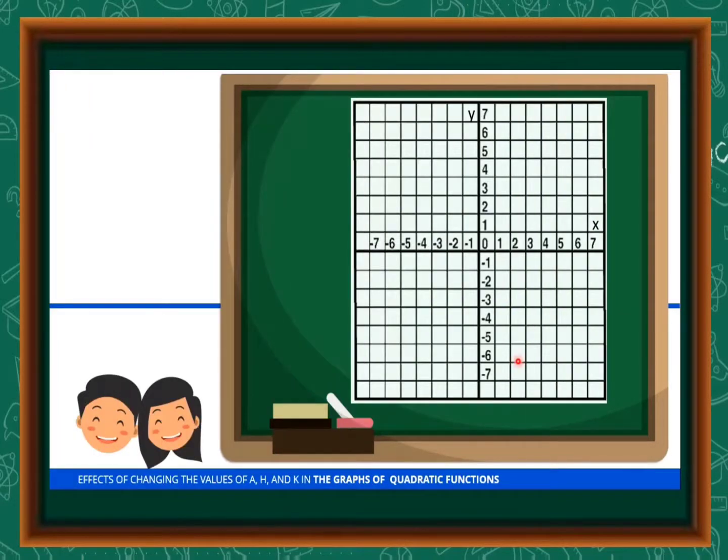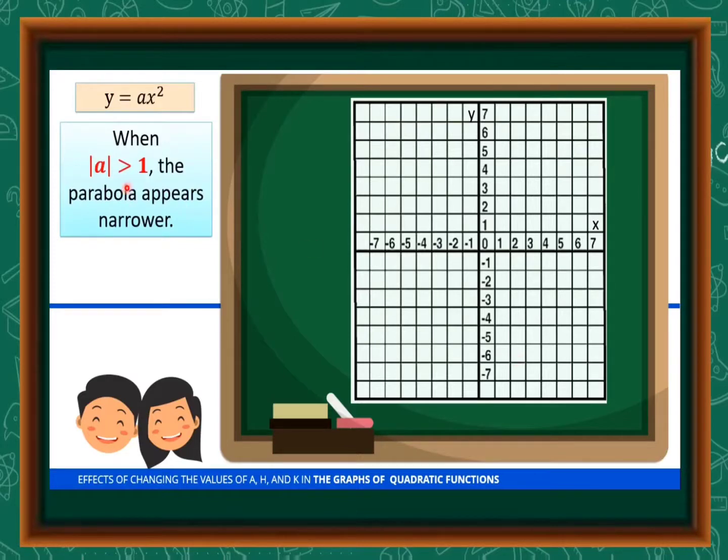Another important thing sa value ng a, let's say y is equal to ax squared, when the absolute value of a is greater than 1, or kapag ang absolute value ng a ay mas malaki sa 1, the parabola appears narrower, or yung parabola natin ay mas lumalapit dito sa y-axis. Let's have an example. So we have y is equal to x squared. This is our parent graph, and a is equal to 1. So this is the graph.